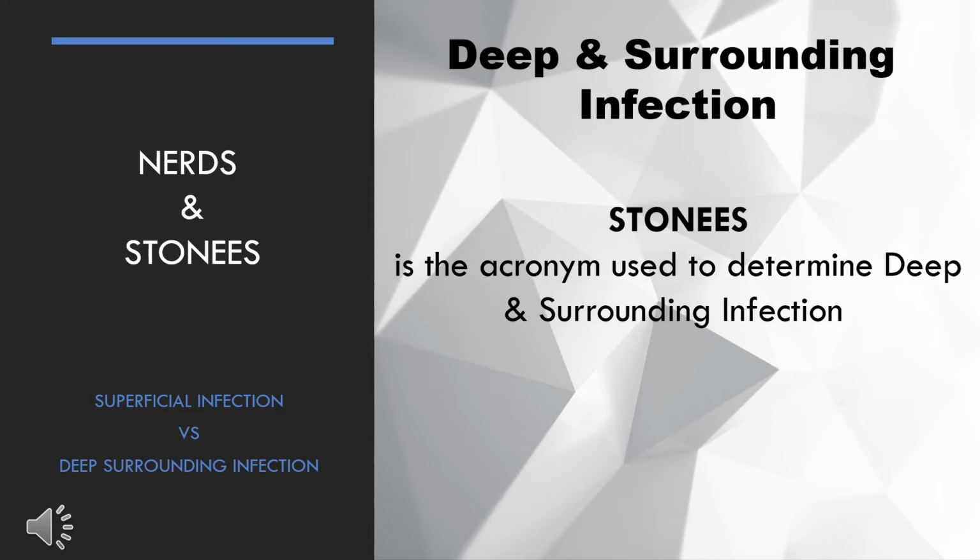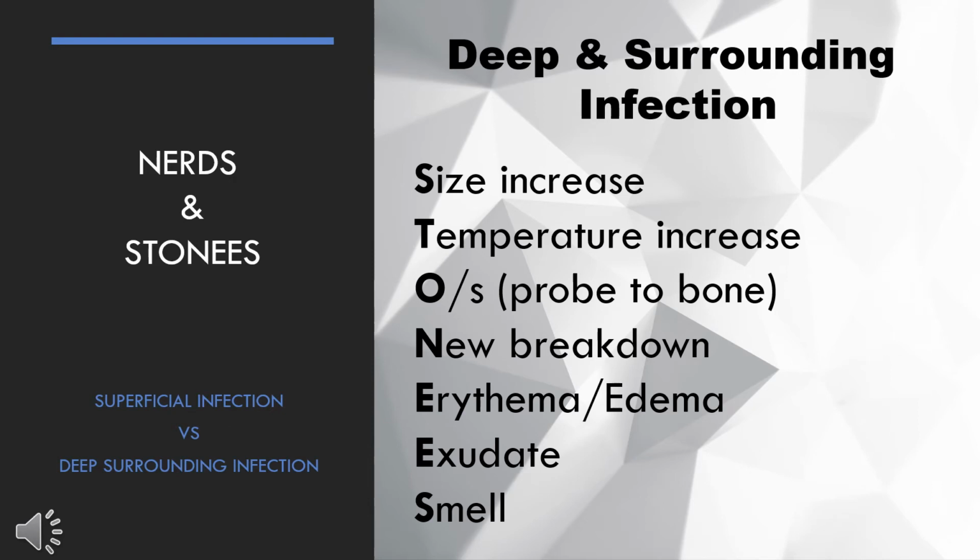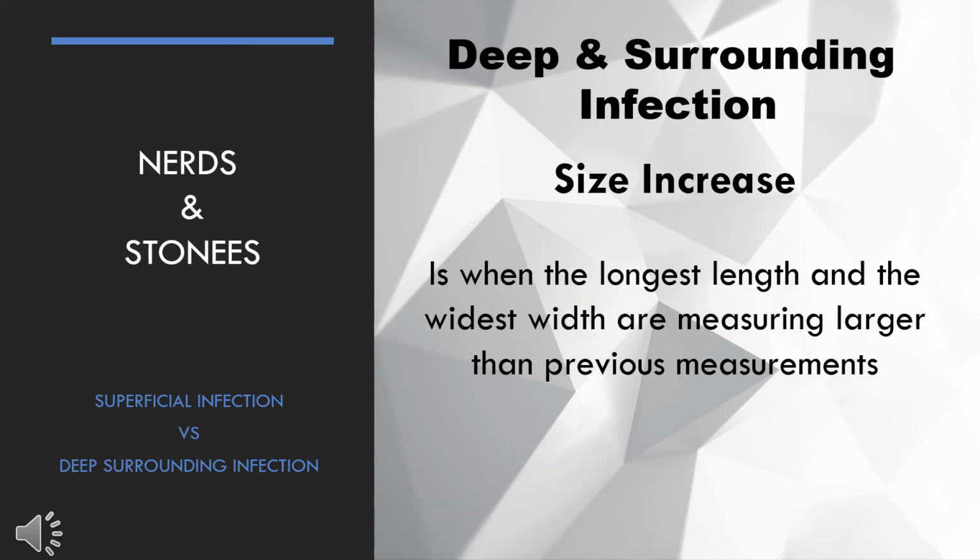STONIES is the acronym used to determine deep and surrounding infection. STONIES stands for size increase, temperature increase, probe to bone, new breakdown, erythema, edema, exudate, and smell. A size increase is when the longest length and the widest width are measuring larger than previous measurements. That is why we always take measurements on admission and weekly.